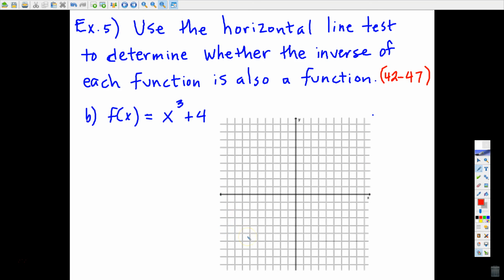Okay, do you remember, this goes way back, and we'll come back and review this a little bit more as we get ready for the semester exam, what the parent function f of x equals x cubed looked like? Yeah, it's kind of an S shape. Well, this is that S shape moved up 4 places, basically. So I'm just going to do a rough sketch. Okay, the cubic function looks something like that. Will this pass the horizontal line test? Yes. So my answer here is the inverse of this would be a function. It would pass the horizontal line test.